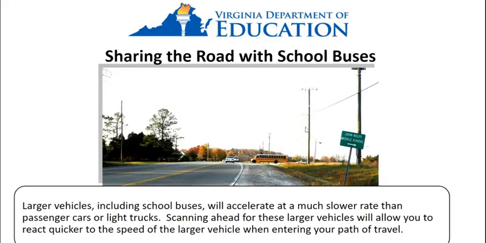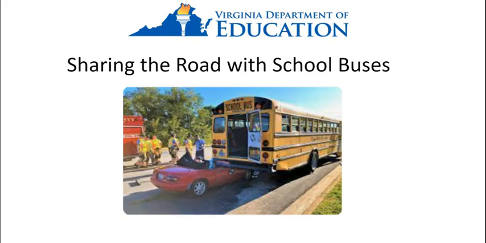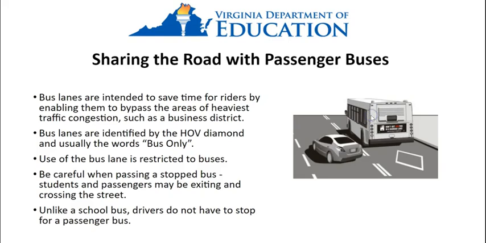Larger vehicles, including school buses, will accelerate much slower than cars, so you need to know that it's going to take them longer to cross the intersection. Avoid following too close to a larger vehicle. They are not going to be able to see you if you can't see their mirrors. When you stop behind a school bus, leave adequate spacing between your vehicle and the school bus.